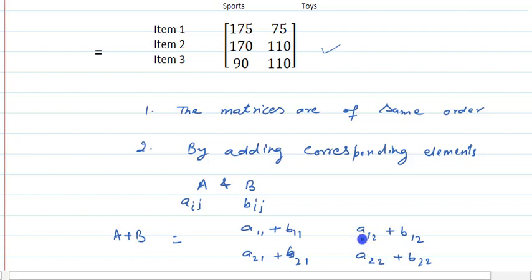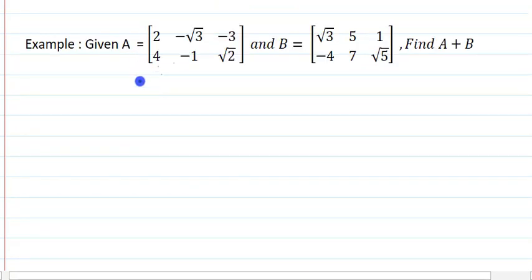To understand it very well, let me take one example of addition of matrices. Here in this example, we are provided with two matrices, matrix A and matrix B. We need to find A plus B. As we know, addition of matrices can take place when they are of the same order. So clearly, matrix A is of order 2 by 3, as well as matrix B is also of order 2 by 3. Therefore, it is possible for us to add the two matrices.